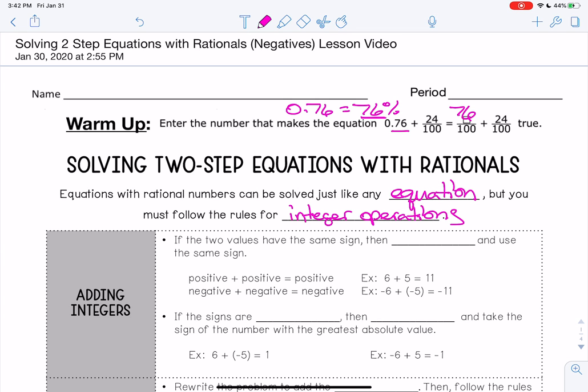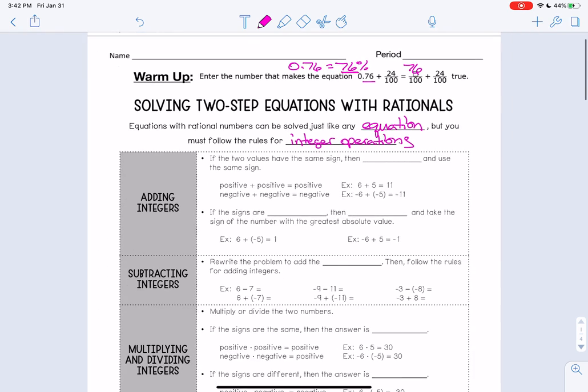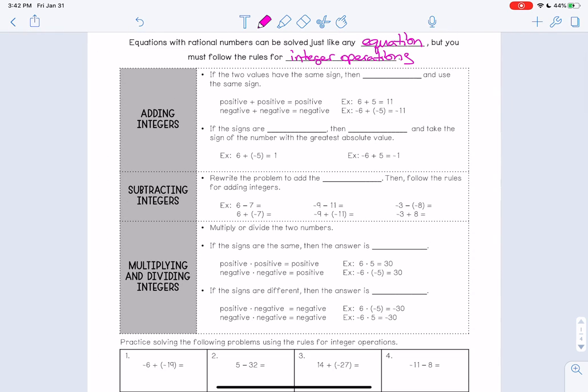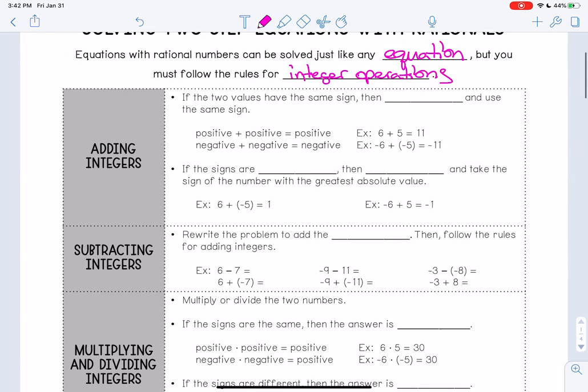So first, before we start today's lesson, I want to review adding, subtracting, multiplying and dividing with integers, or positive and negative numbers, because we have to make sure that we're solid with that before we can start solving equations. So let's start with adding integers. Now remember, if the two values have the same sign, then you add them and use the same sign.